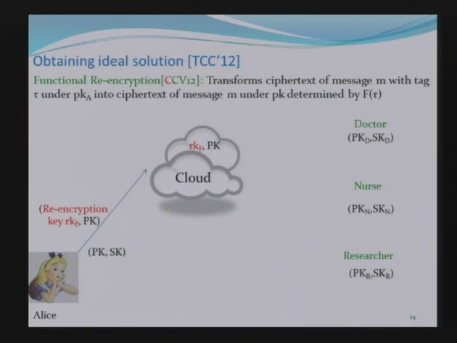Okay. Now, Alice is going to take her public key. She's also going to have a public key, secret key pair, and she's going to compute what we call a re-encryption key, RKF. Now, this re-encryption key depends on the access policy that Alice has. Okay? Now, Alice goes away. She doesn't need to be involved in the process anymore.